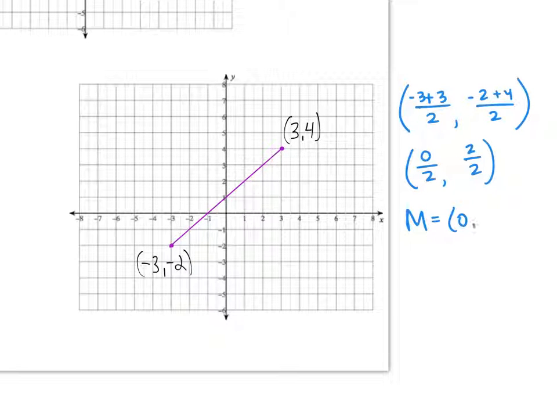So I got the midpoint was (0, 1). Let's put that on our graph, (0, 1). All right, hopefully you can see that yes, in fact, that does look like the middle. So we're just taking the middle of the x values and then the middle, which is the average of the y values, and that creates the ordered pair that is the midpoint of that line segment.